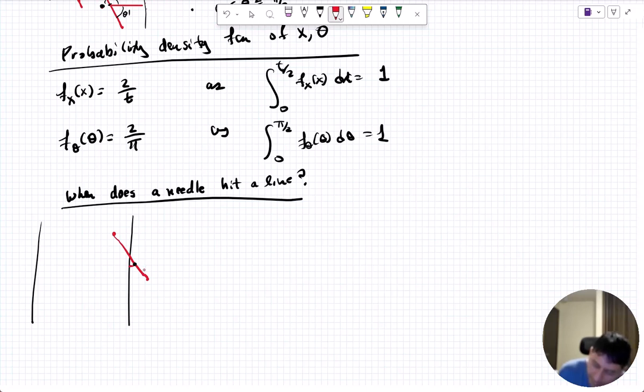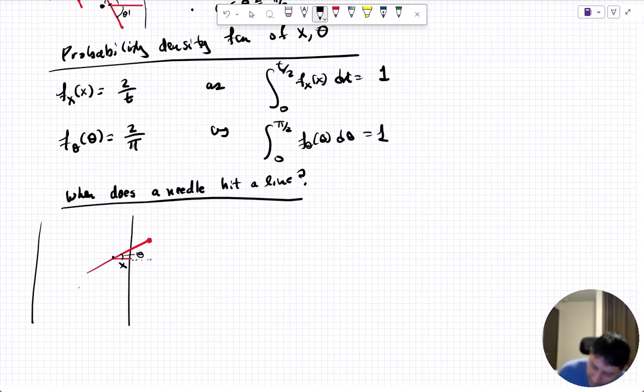Well, maybe this is not a good example because it's too small. So here's the needle hitting a line. And let's erase these two things. Here's the center of mass. Actually, let's draw the orientation differently so that it's not that confusing. So here's one, here's x, so this would be x, and this would be theta.